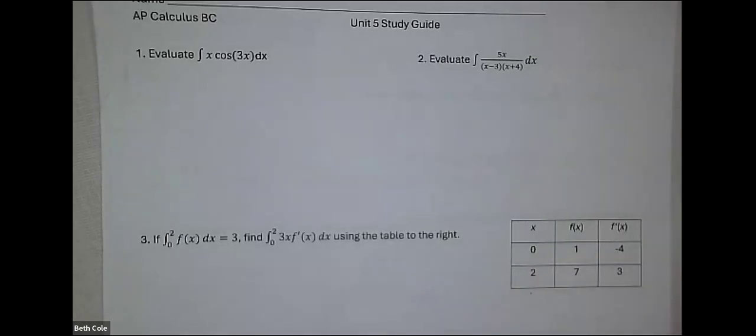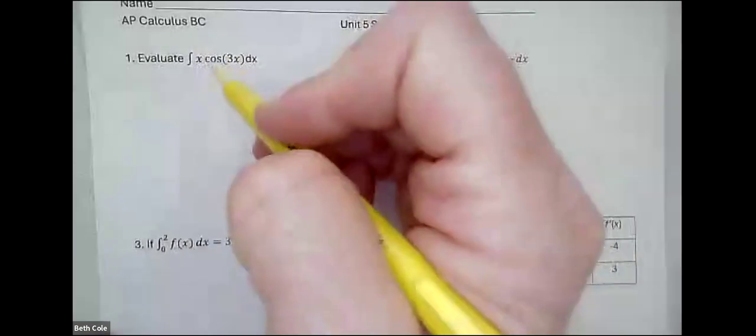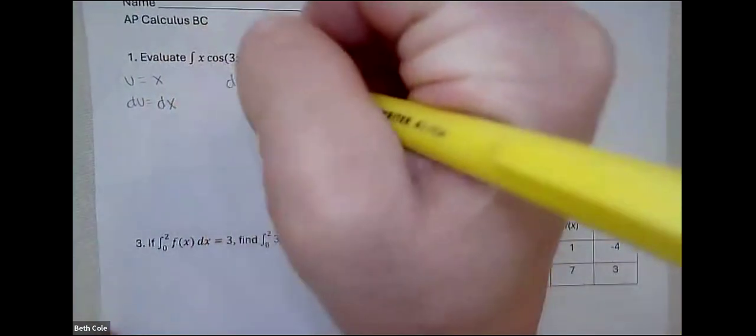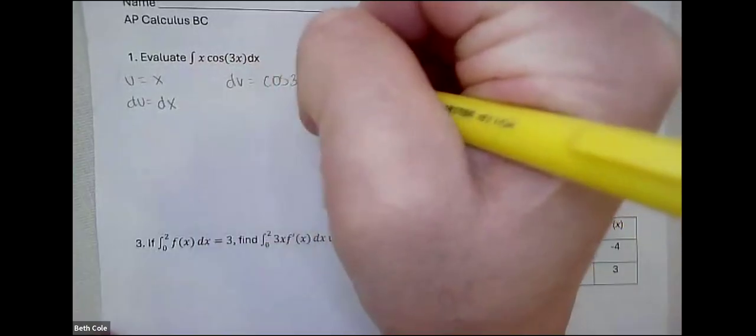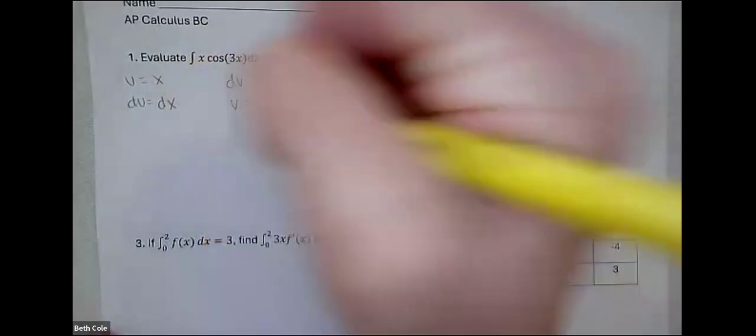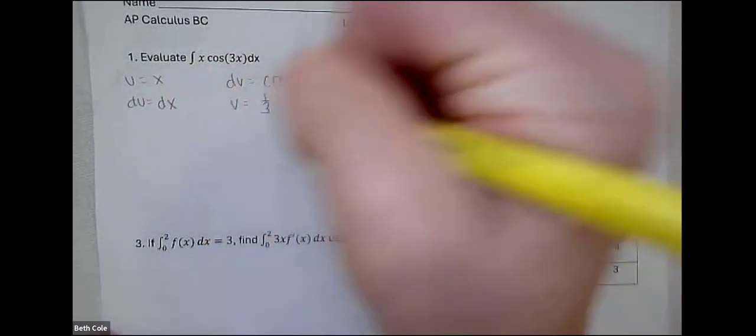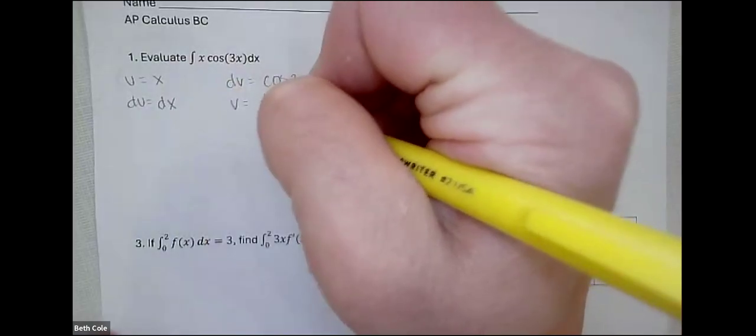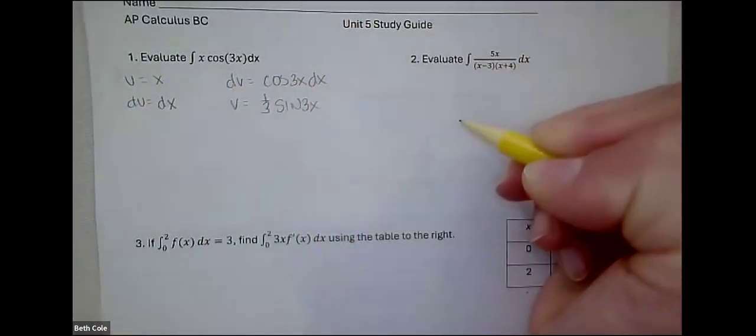All right, hello, this is your review for Unit 5. So this first one is going to be our integration by parts. We're going to have u equals x, du equals dx, dv is going to be the rest of it. Doing your antiderivative, it's going to be 1/3 because of that 3 that's there, sine 3x.